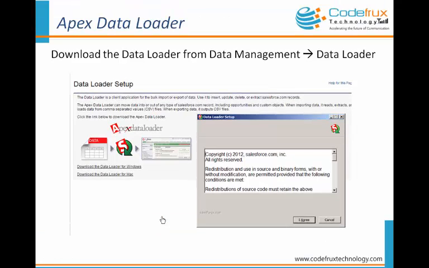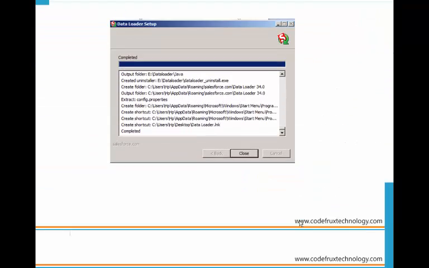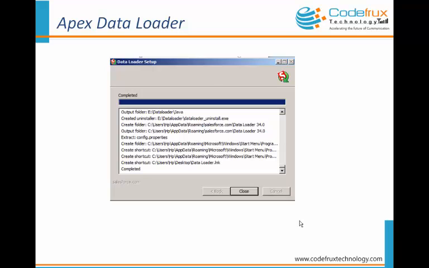The first thing, when you click on the executable to install the data loader setup, you will be shown the agreement screen where you need to click on I agree to accept the terms and conditions of using the software or the client application. The next step, it will start installing, and then complete the process. After completion, you will be shown the complete status message on your local machine.